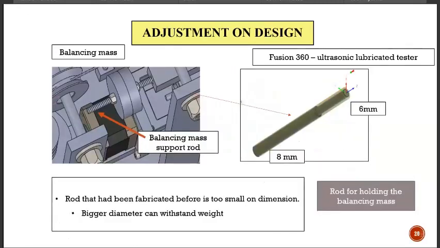So the third one I just mentioned is the rod for holding the balancing mass, and I adjusted it to 6 mm for the diameter and 8 mm for the dimension of the hole for holding the balancing mass. Because the balancing mass needs to balance the whole arm, I adjusted it to a bigger dimension to withstand the weight.